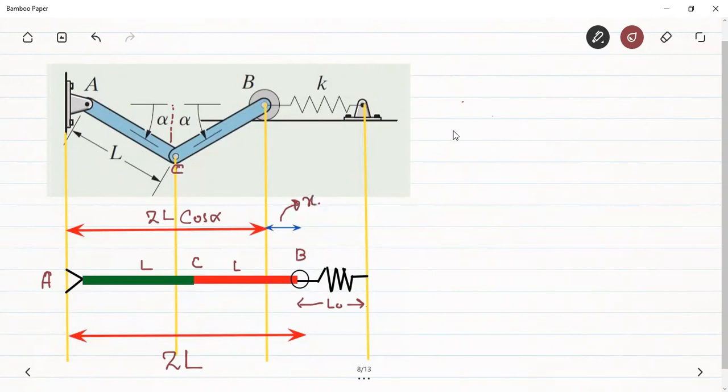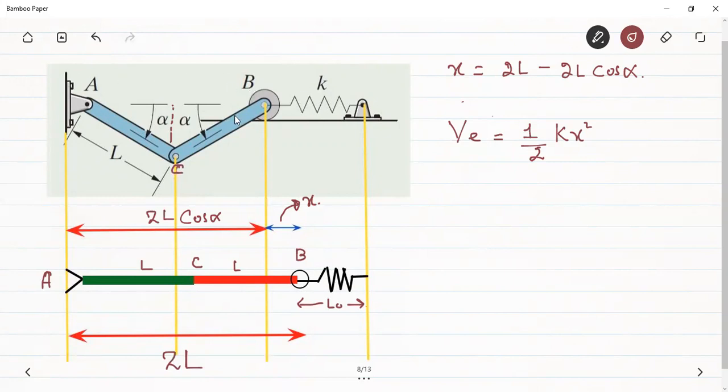Therefore, if we want to write the elastic potential energy, it is equal to half of kx square, where x is given by 2L minus 2L cos alpha. Okay, so no need to draw this diagram in the examination. It is just for the explanation. It should clearly come into the mind of the students that the extension will be given by the subtraction from this 2L, because when alpha is equal to zero, the roller will be here. The distance will be 2L.